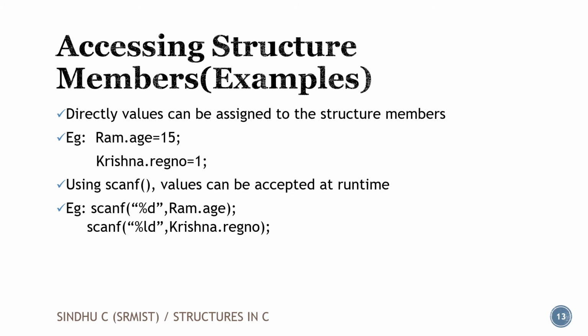So here is an example. Directly we can use the structure variable, use the dot operator, then the structure member. Here Ram is the structure variable. Then you have the dot operator, and age is the structure member. Then you are assigning the value of 50 to that member. Similarly, Krishna is the structure variable, register number is the structure member, and you are assigning 1 to that.